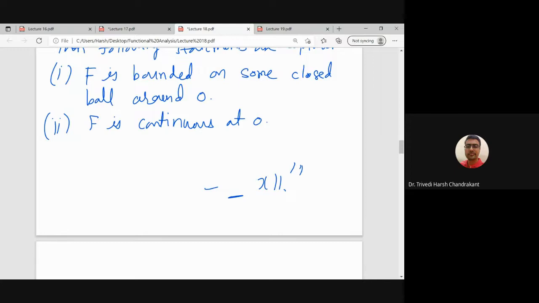So let us write down the statement first. The first condition is f is bounded on some closed ball centered at 0. The second condition is f is continuous at the origin. The third is f is continuous on x. We have seen that these statements are equivalent.